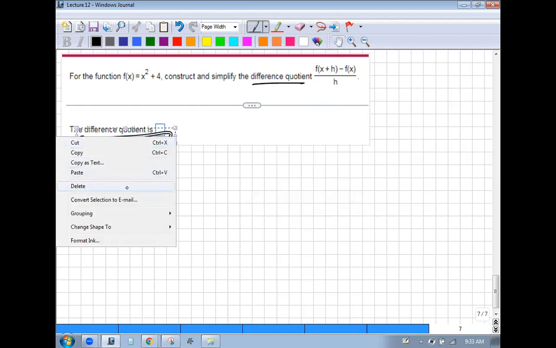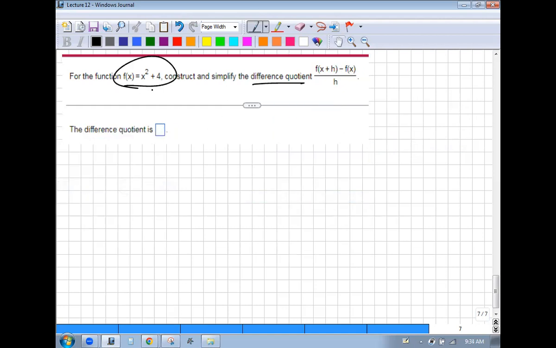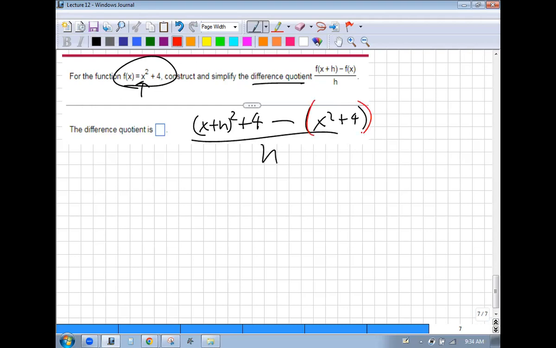What is it? Well, all we have to do is plug in our function here. So f of x plus h, just replace x with x plus h. Then we have minus f of x. Here's f of x, and then all over h. The big mistake students will make is they won't put the parentheses there, okay? We're subtracting all of f of x. We need to subtract the whole thing. You have to have the parentheses there.